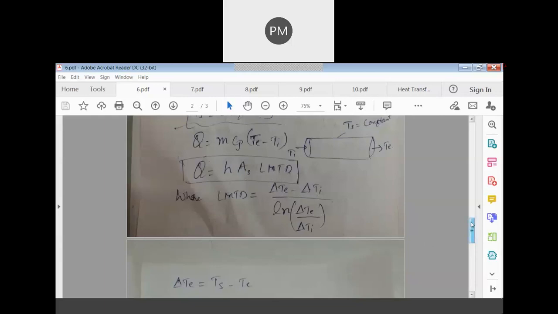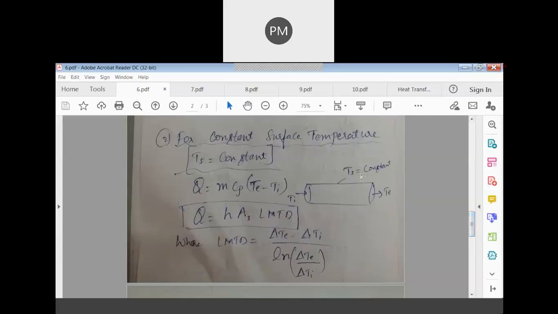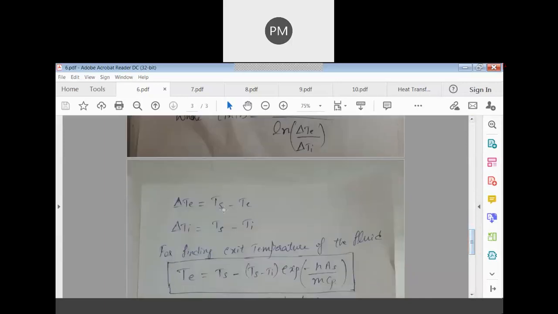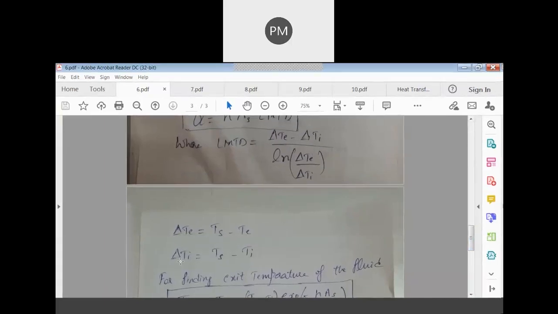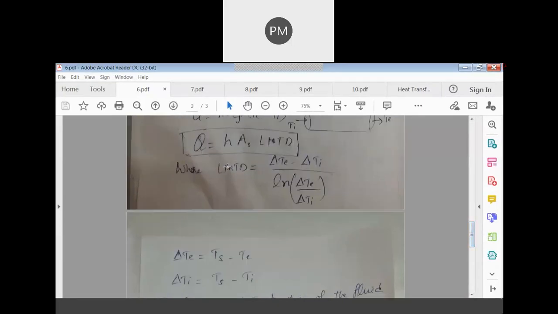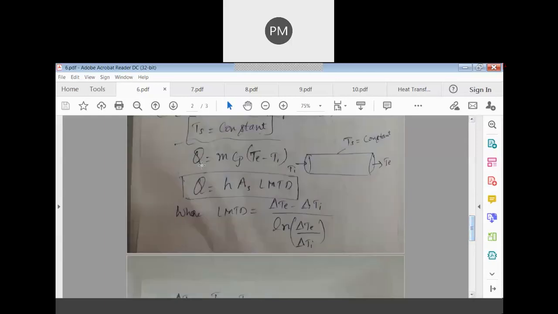Suppose the surface temperature, usually it will be at a higher value compared to the temperature of the fluid flowing inside the pipe. Ts minus Te represents delta Te. Ts minus Ti represents delta Ti. Once you get this, you can obtain the value of LMTD, correct? Because you have got the difference of temperature at the exit and the inlet. Once you get this, you can find LMTD, and you can also find Q using this formula, and with the surface area, you can find the heat transfer coefficient using this formula also.